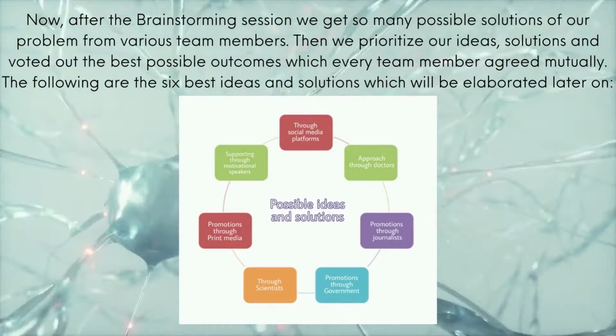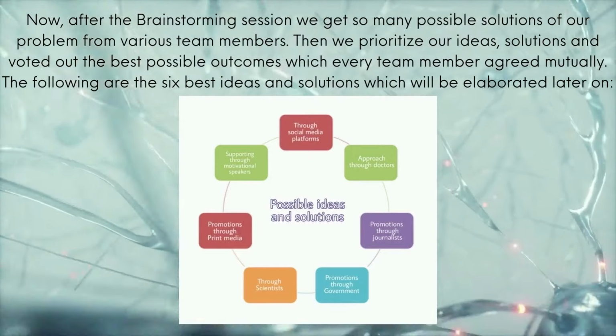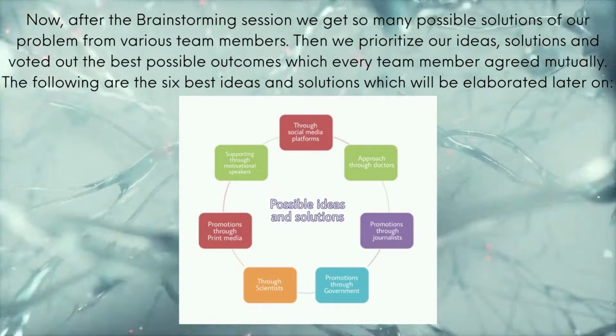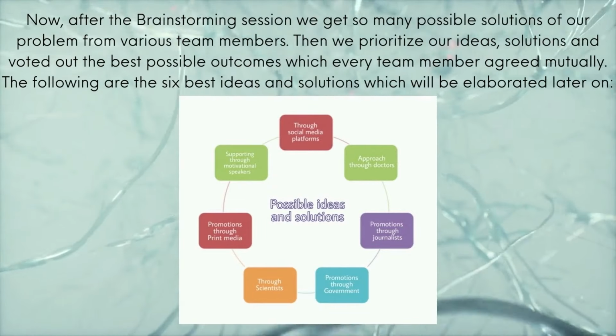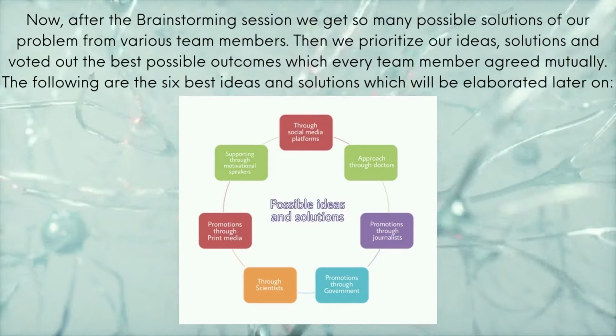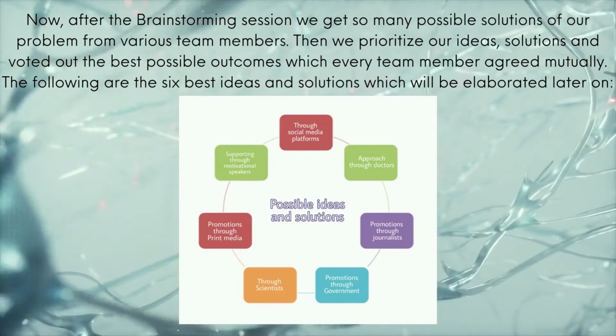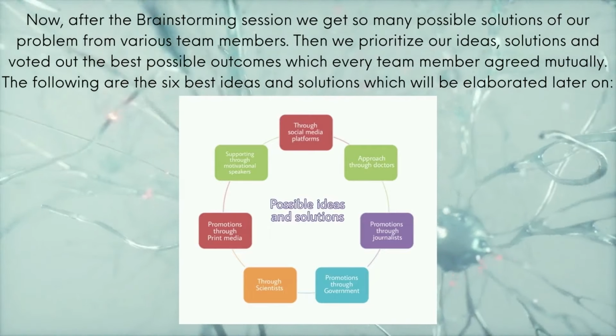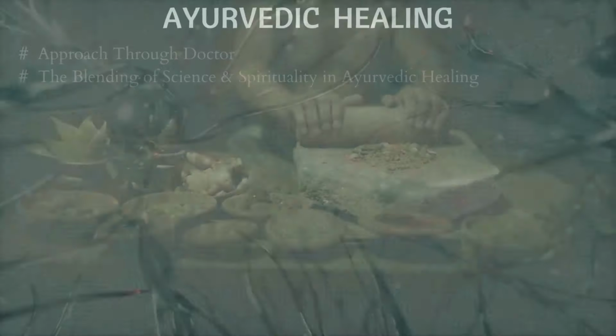After the brainstorming session, we got so many possible solutions to our problem from various team members. Then, we prioritized our ideas and solutions and voted out the best possible outcomes which every team member agreed on mutually. The following are the 6 best ideas and solutions, which will be elaborated later on.